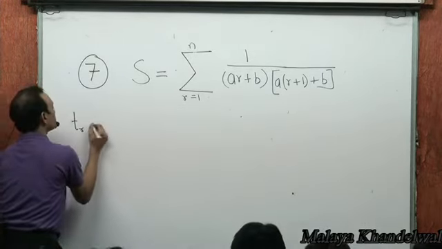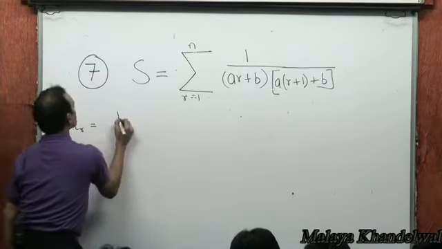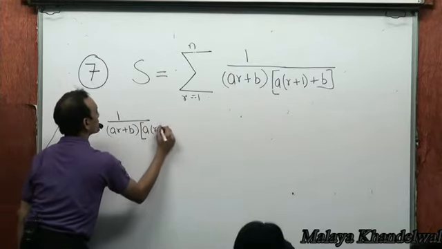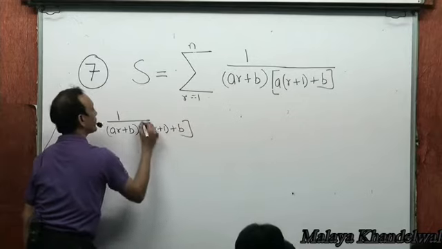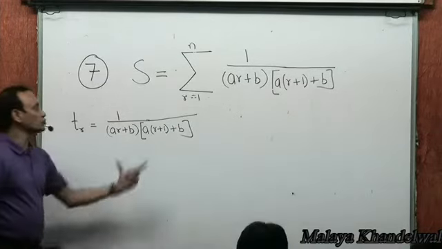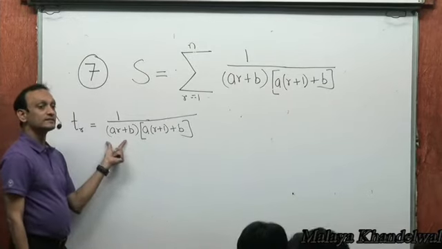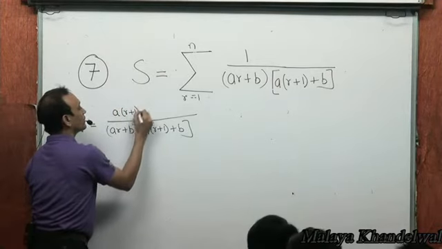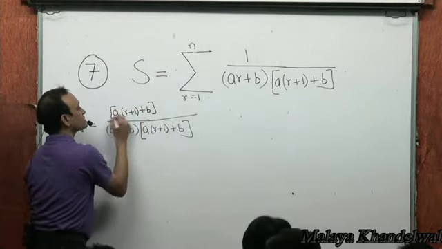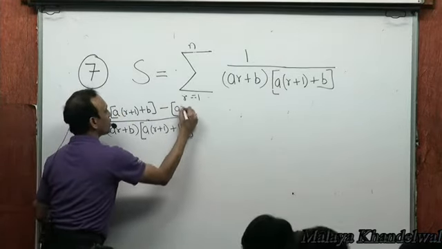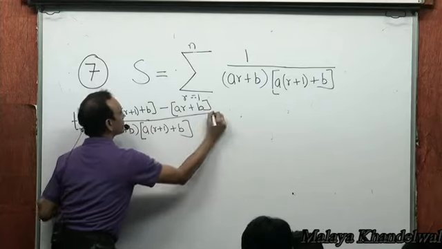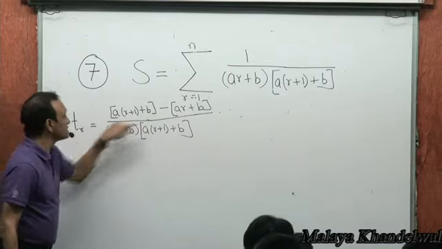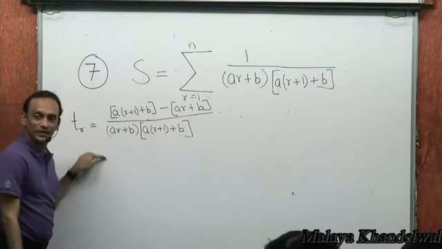So the rth member of the sequence, this is summation TR, is 1 by (AR plus B) into (A into (R plus 1) plus B). I would want to write the numerator as this minus this: A into (R plus 1) plus B, last term, minus first term, AR plus B. That's how I would seek to write the numerator. And then I divide this divided by this minus this divided by this.